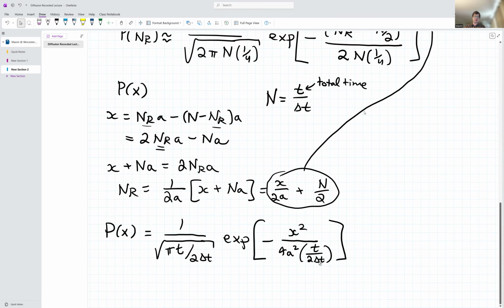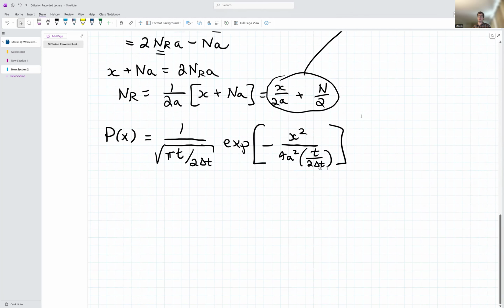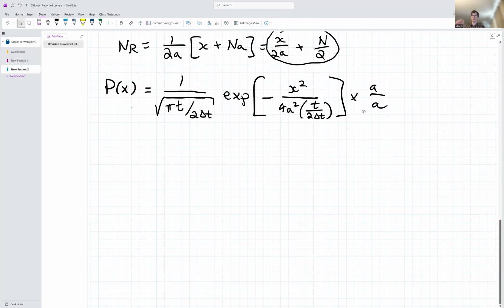We can simplify some more. One thing we can do is multiply and divide this thing by the step, not delta x, but I'm calling it a, the step size. Yeah, a over a. We'll see what that does in a moment, but it'll be nice because there'll be a certain combination of variables that comes out.